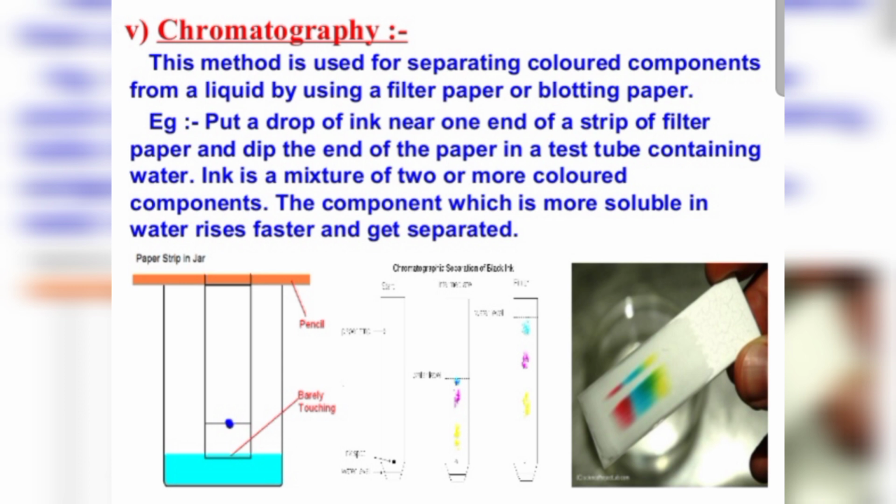We can use this method to separate colors present in a dye, to separate drugs from blood, and to separate colored components present in grass and flower juices, and in forensic science to detect and identify trace amounts of substances like poison in the contents of the stomach. This method is used. So this is all about chromatography.